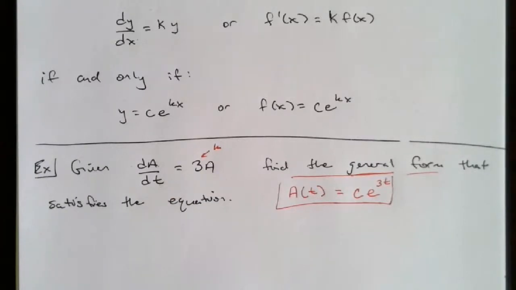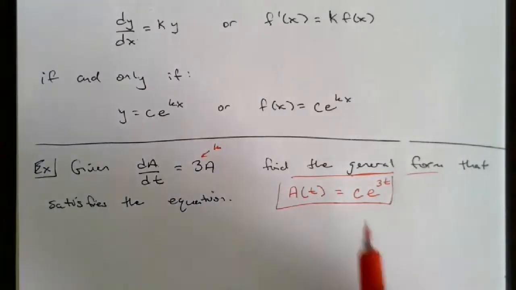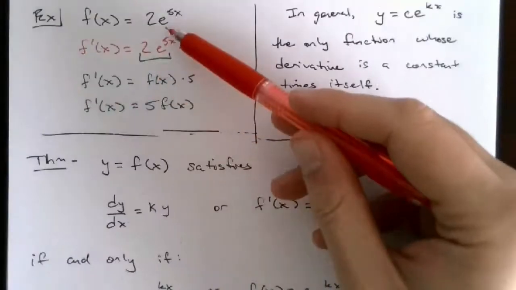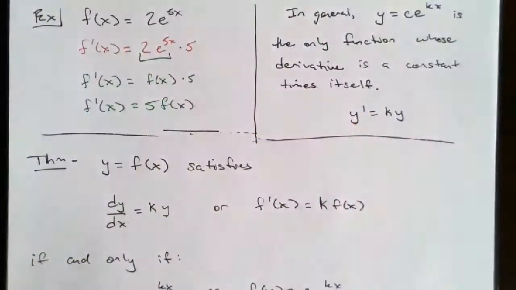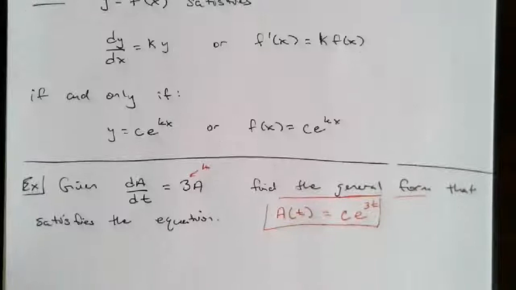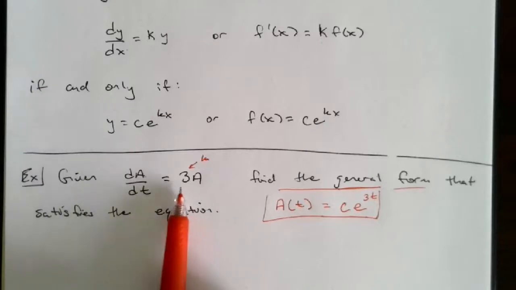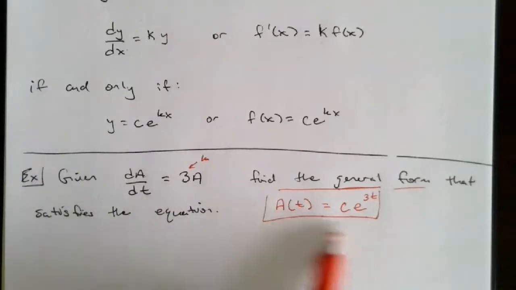We don't know what c is. The reason we don't know what c is, even going back up here, you can see the constant is buried within the function. So we don't know what c is. Now there's ways of finding that, and we'll talk about that in a little bit. But understanding that if you have this differential equation, where the derivative is equal to a constant times the original, you always can write the general form in this way. We'll do just one more that's similar.